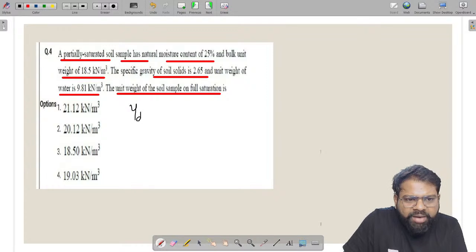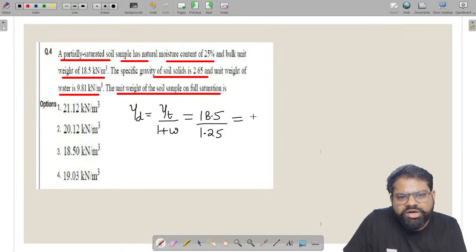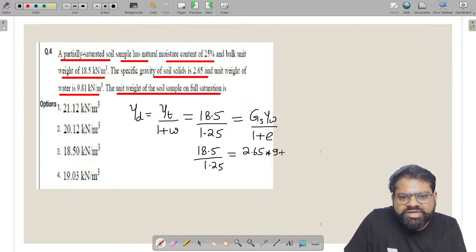As you know, gamma d is equal to gamma t divided by 1 plus water content. Gamma t is equal to 18.5, and water content is 1.25. I can also write gamma d is equal to Gs gamma w upon 1 plus e. So 18.5 divided by 1.25 is equal to Gs 2.65, gamma w is 9.81, divided by 1 plus e.